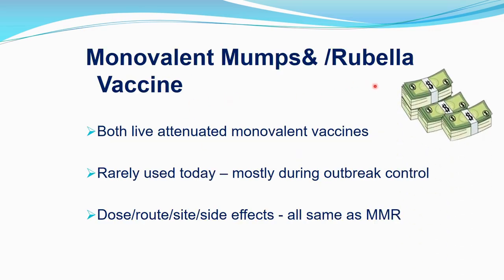Monovalent mumps and rubella vaccines are also available. Both are live attenuated vaccines, but these are rarely used these days. They are of use only during outbreak control, when sometimes monovalent vaccines are required. Otherwise, they are not used. Dose, route, and side effects are all the same as MMR.